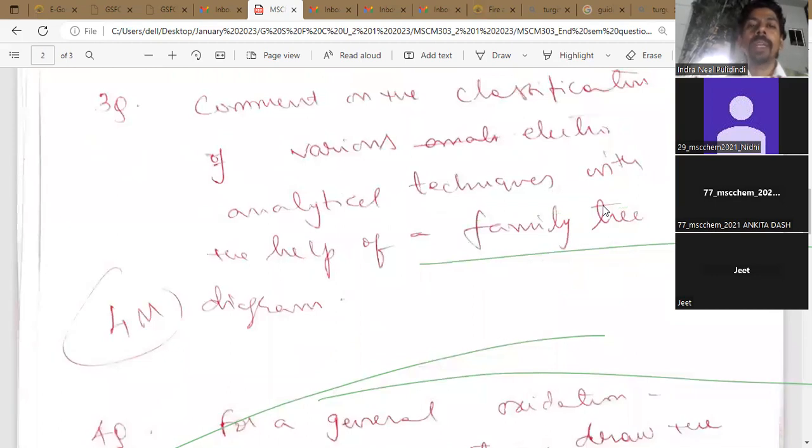Comment on the classification of the various electroanalytical techniques with the help of a family tree diagram.